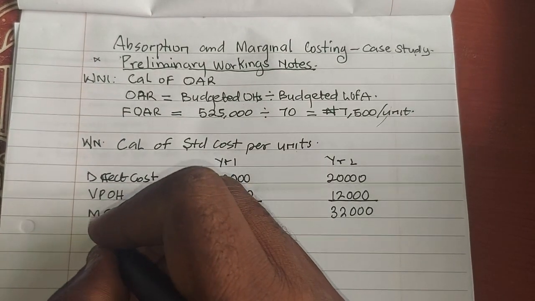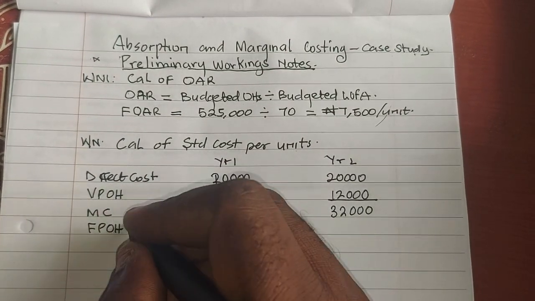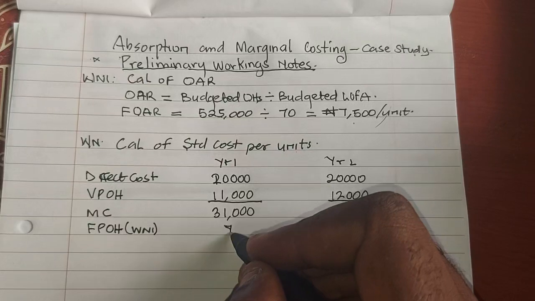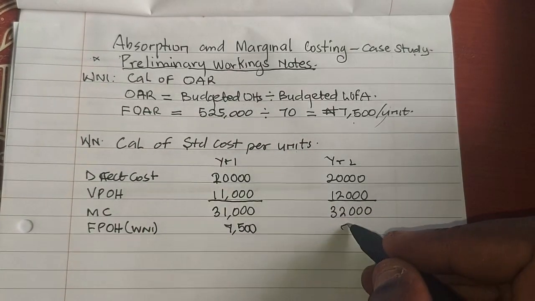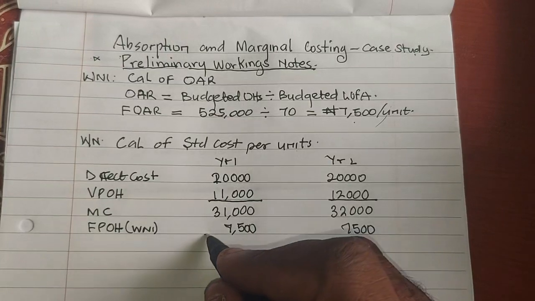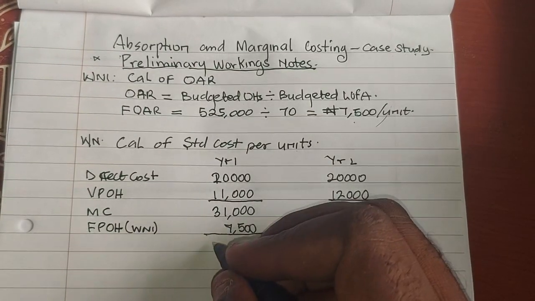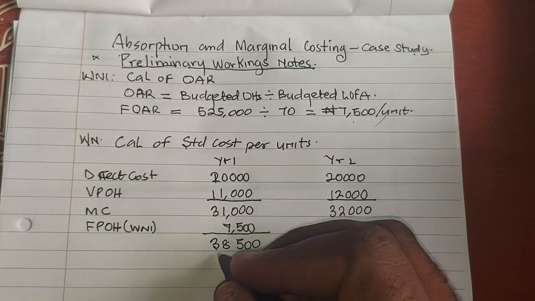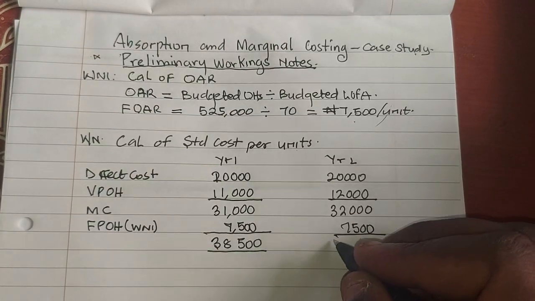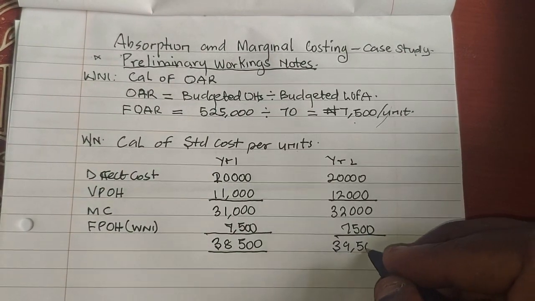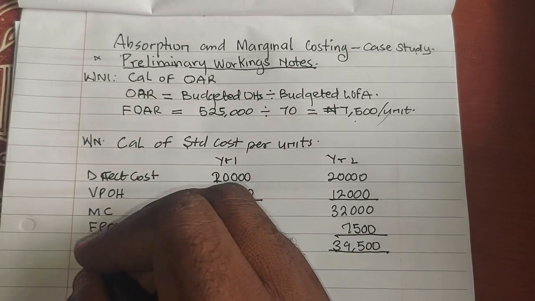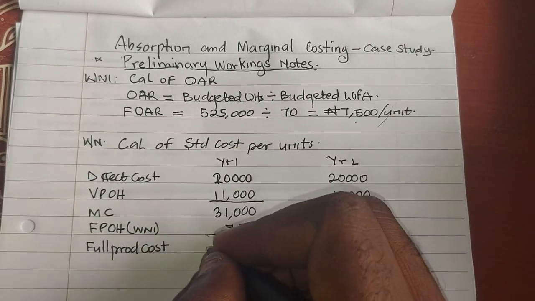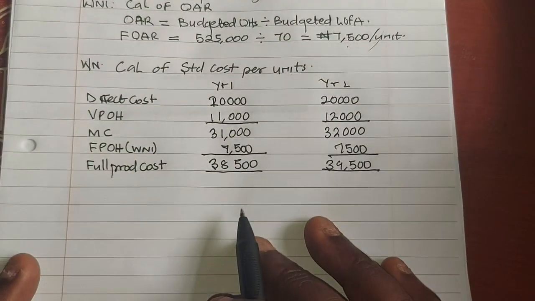Then you have your fixed production overheads, which is your OAR, that's your working note 1. So we have per unit 7.5, and 7.5 is the same. Then you add, and we have 38,500 and 39,500. So these are the full costs of production, the full production cost per unit.